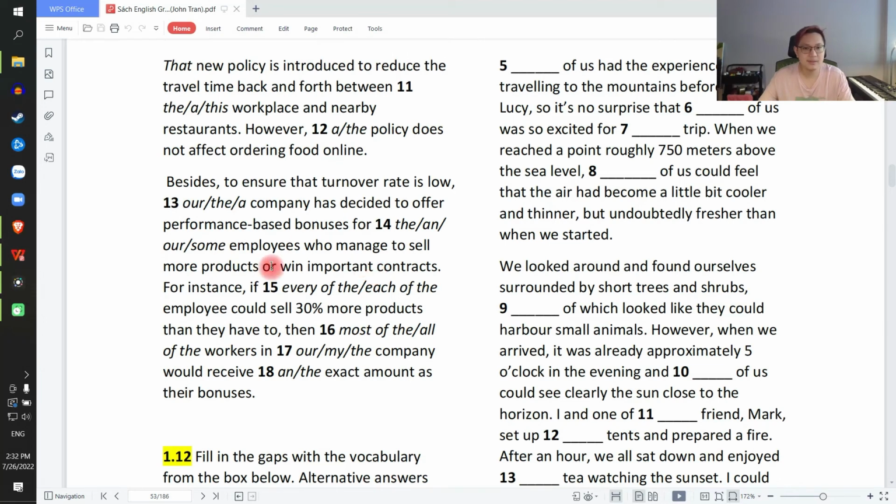However, I think "some employees" is also okay, also a good answer too. Cái chữ some employees này cũng đúng, cũng có thể đúng. For some employees, cho một số nhân viên mà có thể bán được nhiều sản phẩm hơn hoặc là thắng những cái hợp đồng quan trọng hơn. Nhưng mà "our employees who manage to sell", our với lại an thì nó không phù hợp cho lắm. So our and an is not really suitable in this case.